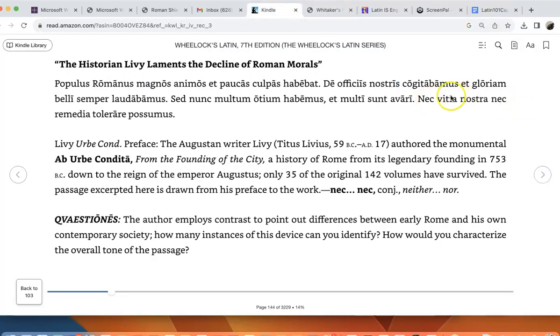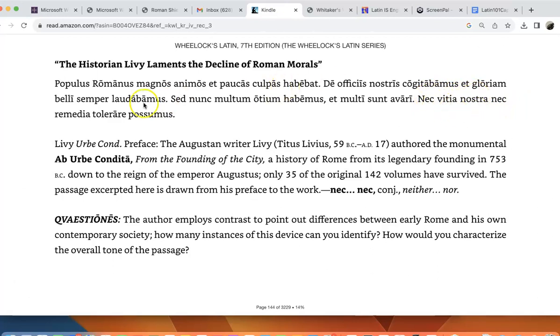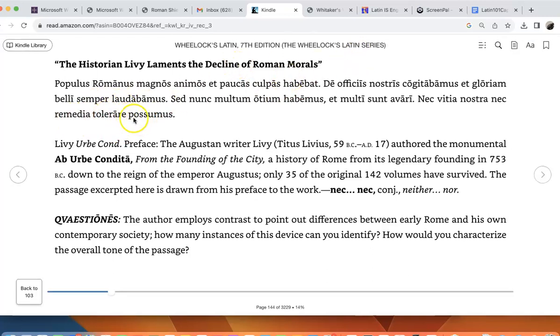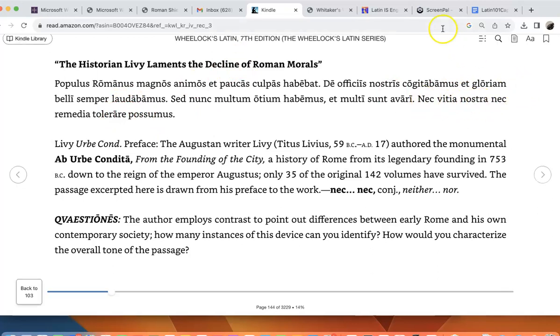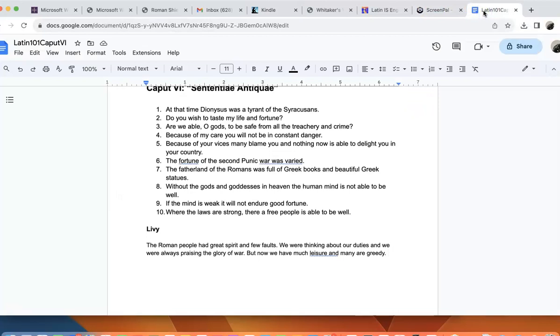Neque means neither nor. So neither our vices nor our remedies are we able to tolerate. In English, we would probably say we are not able to tolerate either our vices or our remedies, but neque means neither nor, so I'm going to keep it closer to the original Latin. Neither our vices nor our remedies, we are able to tolerate. Again, I kept it kind of literal word order so you can follow the Latin.